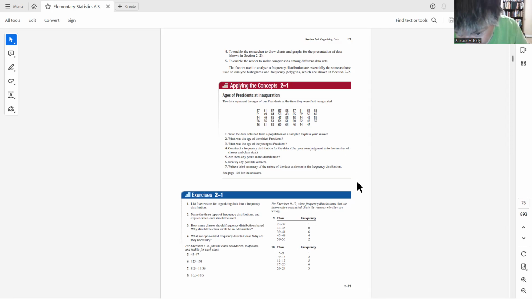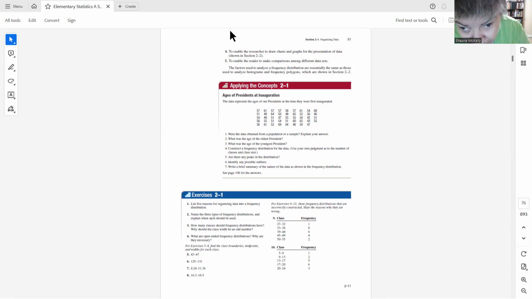Let me show you that. If you look in the book at exercises 5 through 8, it says find the class boundaries, midpoints, and widths for each class. So here the assumption is they've given you class limits. Otherwise, they wouldn't be asking you to find the boundary. Let me put it on the whiteboard.